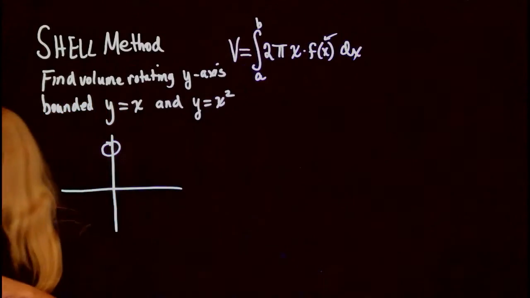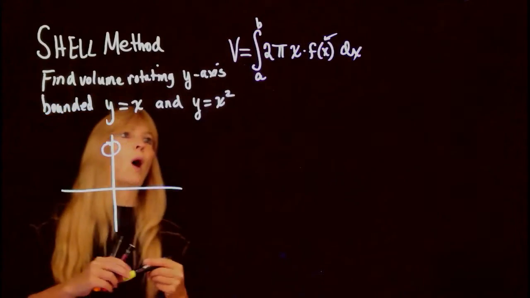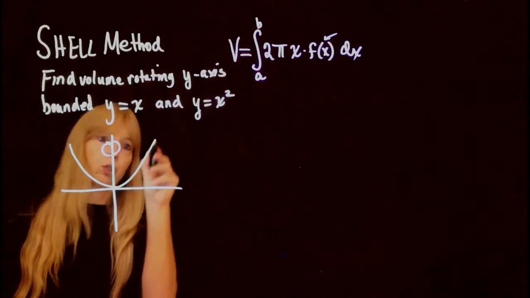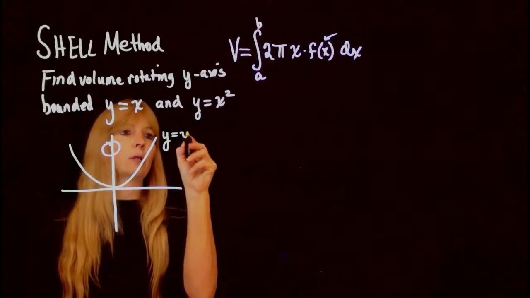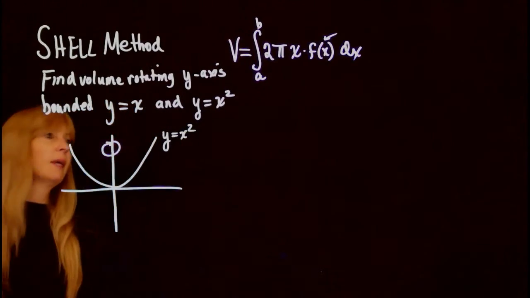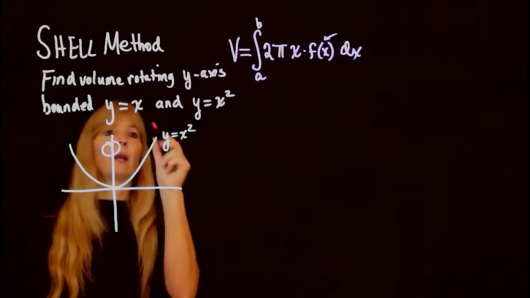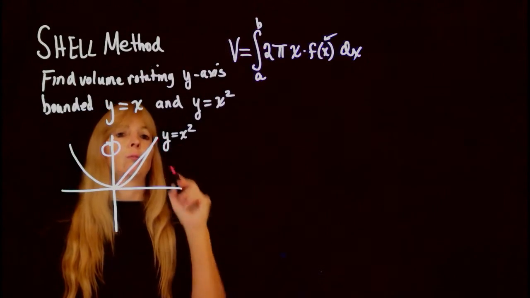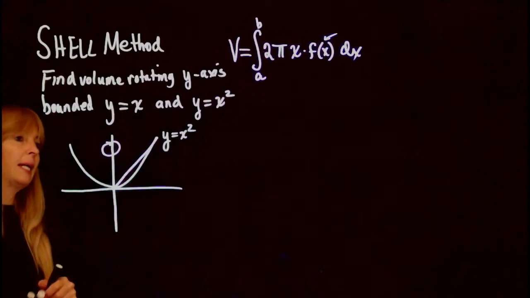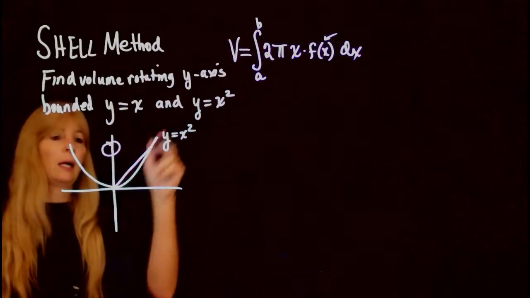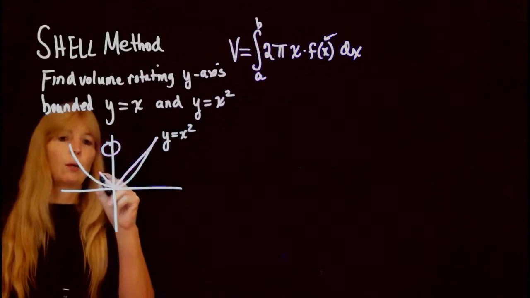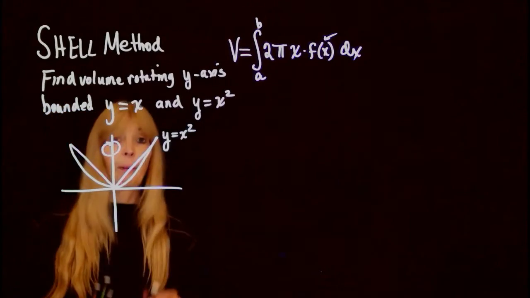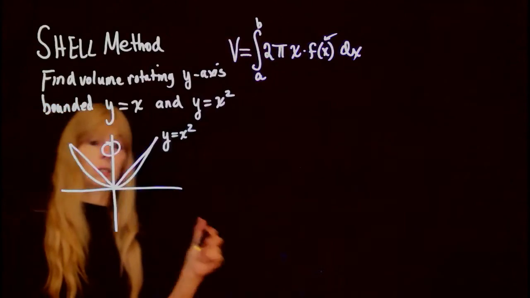So let's do it. If I graph y equals x squared, that looks like kind of sort of y equals x squared. And then I also graph the line y equals x. Pretty good. And I'm rotating this about the y-axis. So this is really what I'm doing here. I could draw something like that, and prepare to be astonished with my drawing skills.